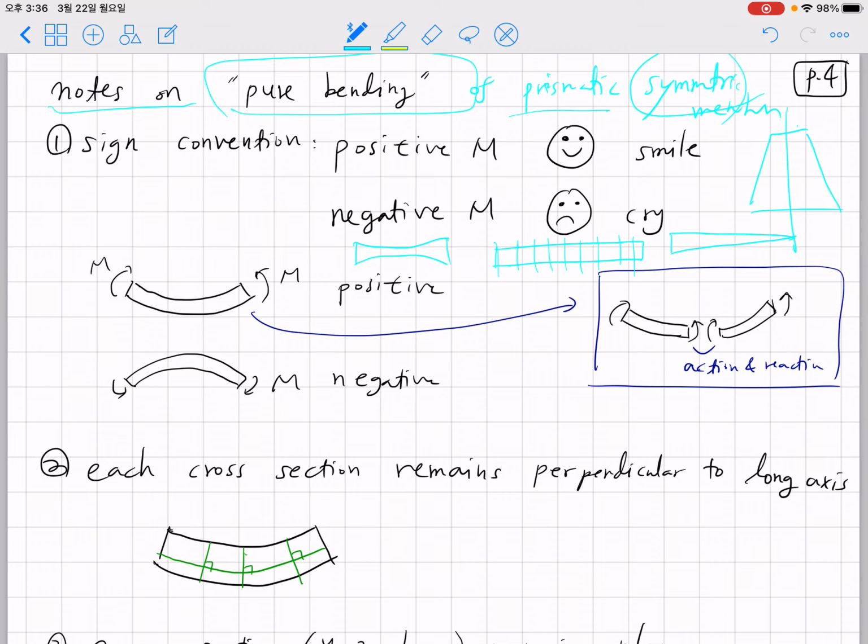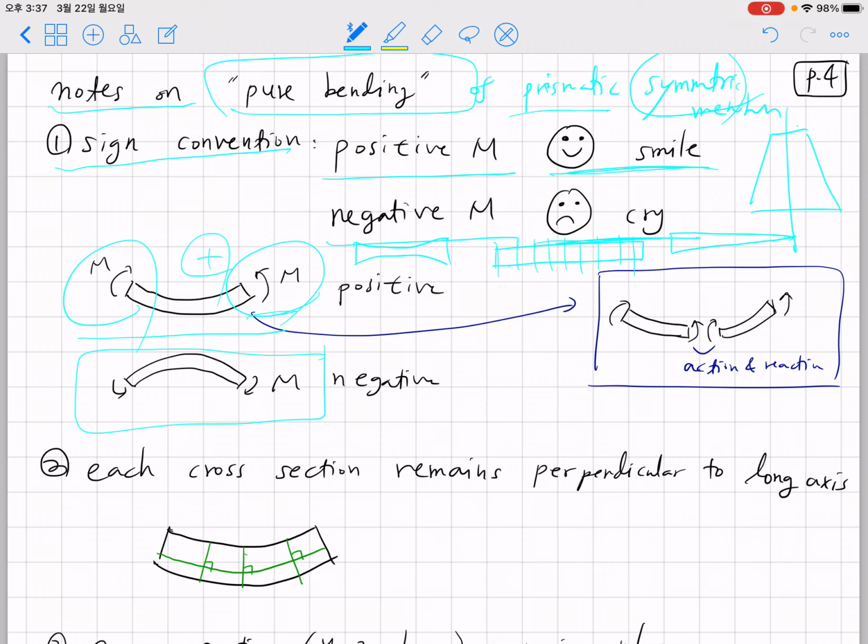Now, when we have a prismatic symmetric member under pure bending, we can summarize the characteristics of pure bending and some sign conventions in this way. Regarding the sign convention, we typically say the smiley shape is positive M, and the crying shape is negative M. When you see this kind of pair, clockwise on the left and counterclockwise on the right, you typically assign a positive sign for this M. When you have the opposite, then you have a negative sign.